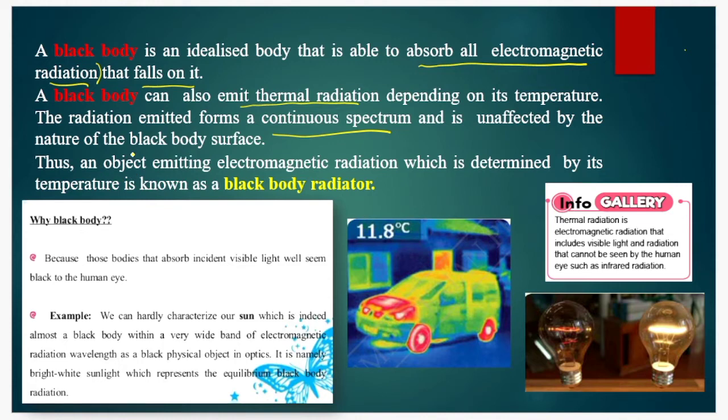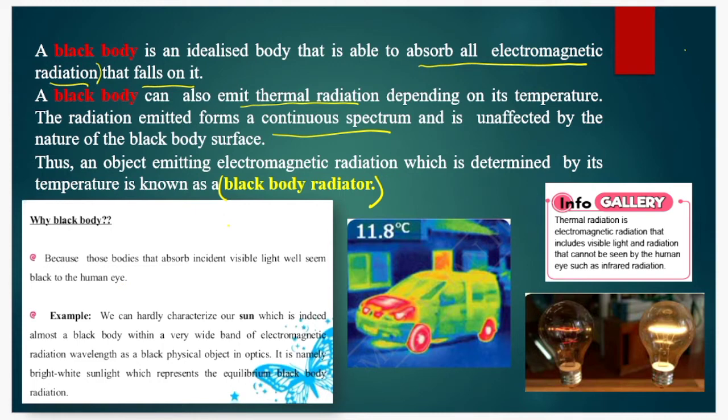Why do we call it a black body? Because those bodies that absorb incident visible light will seem black to the human eye. It means if the object absorbs all the light and does not reflect it at all, it will appear black. As an example, the leaf appears green because it absorbs the other 6 colors of the visible light and just reflects the green color. Thus, we can see the green color.